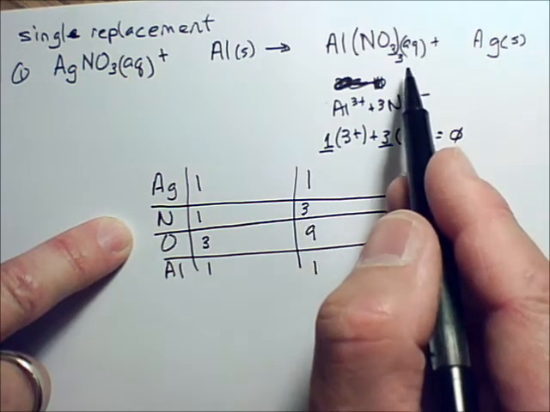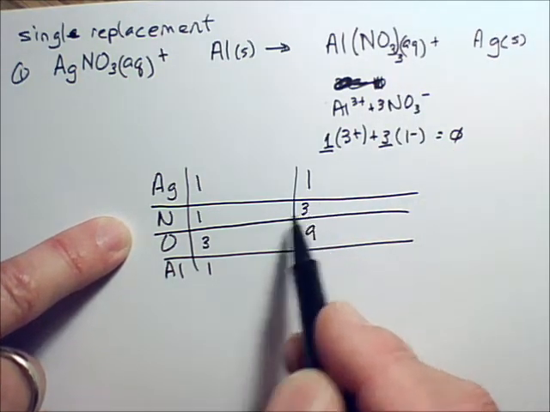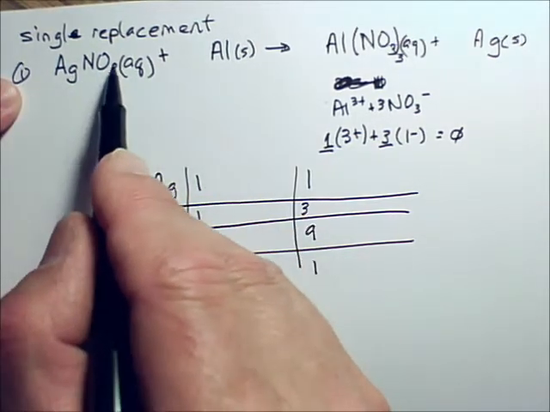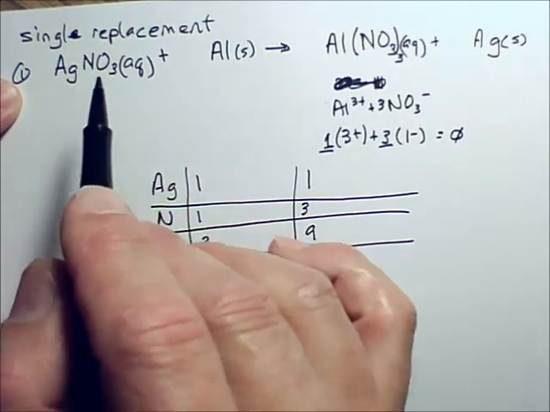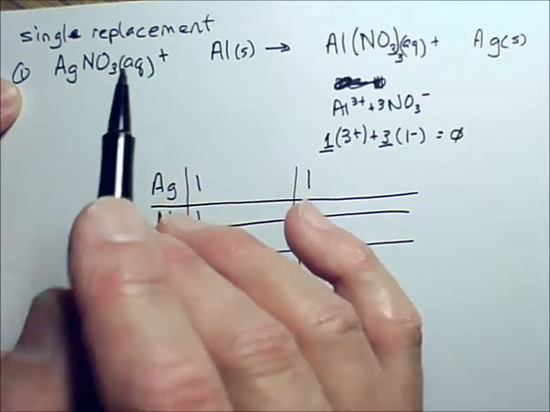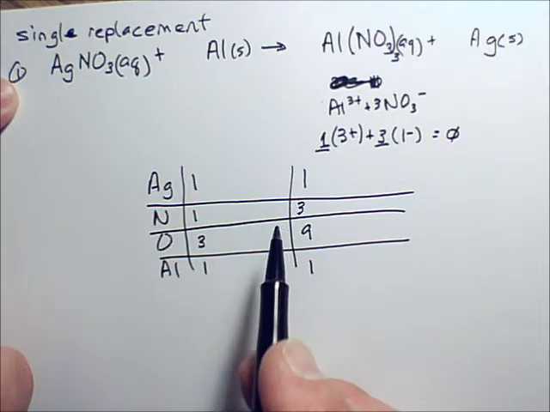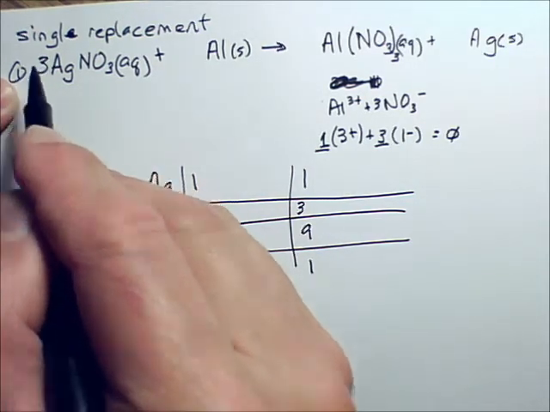Since I have 3 nitrogens on the right side, I need to get 3 nitrogens on the left side, and the way to do that is with coefficients. Once all the formulas are balanced, we can't put any more subscripts. We can't change the subscripts. We can only use coefficients to balance equations. So I'll put a 3 here.